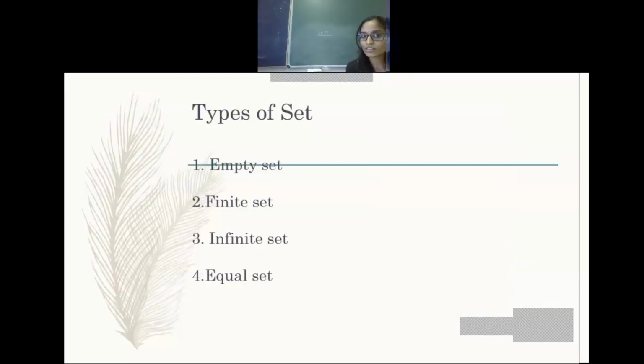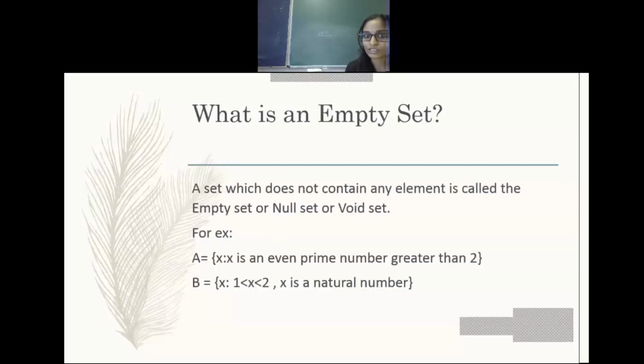In the next concept, we have types of set. Under that, the first one we have empty set, the second one we have finite set, third one we have infinite set, and the fourth one is equal set. So what do I mean by empty set? A set which does not contain any element is called an empty set or a null set or a void set. You can call them by any of these names.